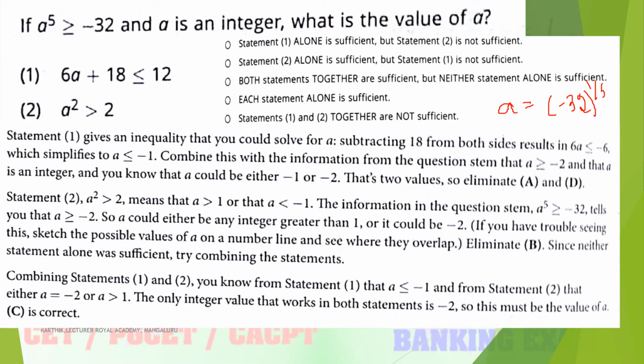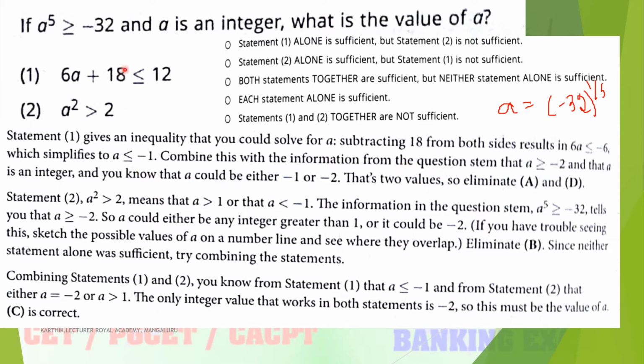So 1 by 5. So what happens, you will get -2 as the answer. So this is the expression. From this expression you will get a is greater than or equal to -2, and a is an integer. So what is the value of a? Here they are asking the value of a.